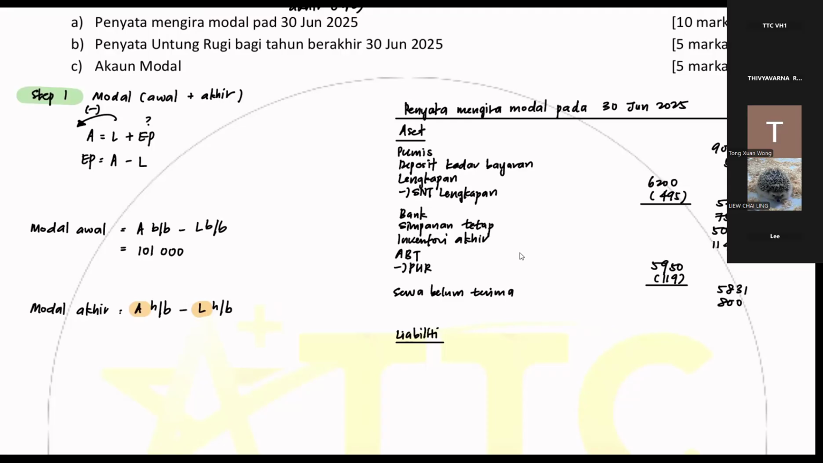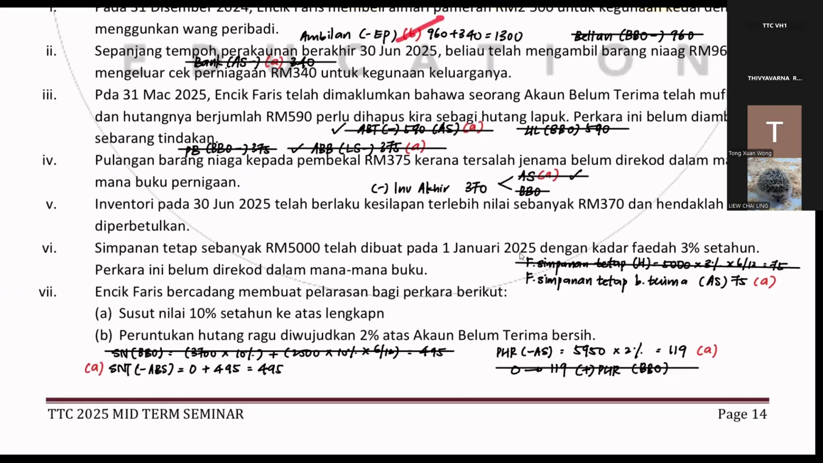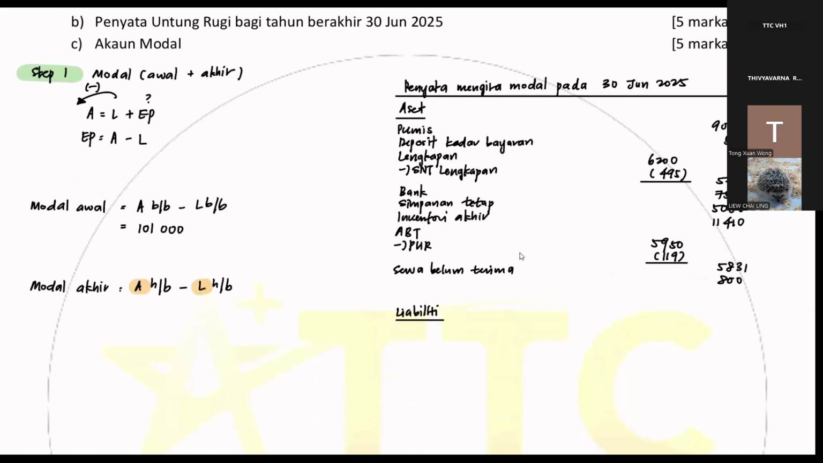800. Okay, don't forget to check the maklumat tambahan. Do you still have any asset or not? Okay, so now look for part A and only for asset. B, no. Okay, then what's the next? Okay, this one. Faedah simpanan tetap belum terima. PHR done, SNT done. So only left for faedah simpanan belum terima.